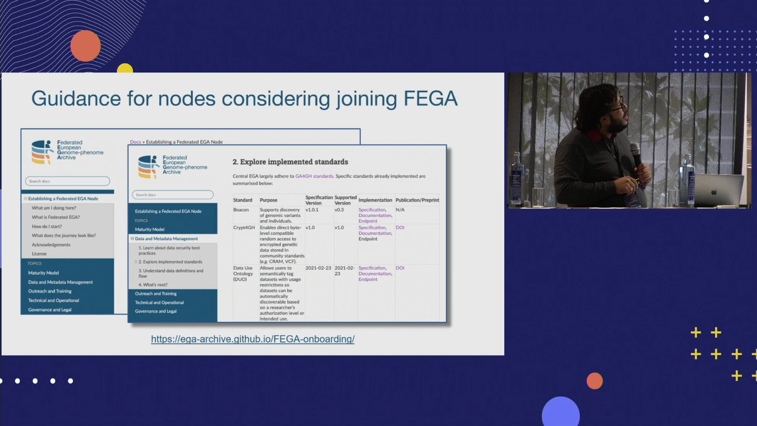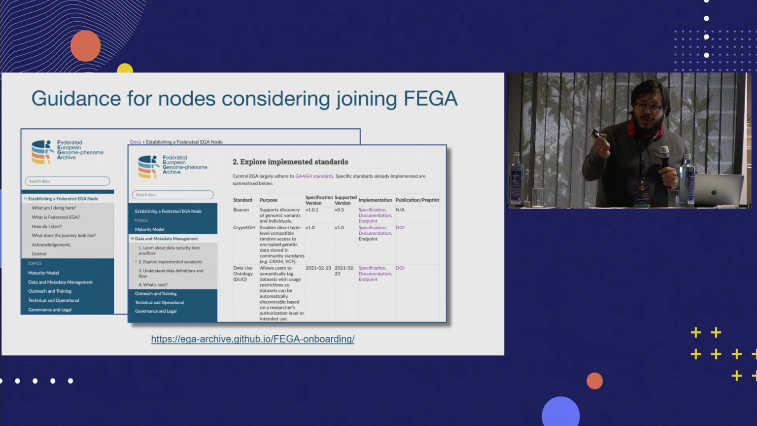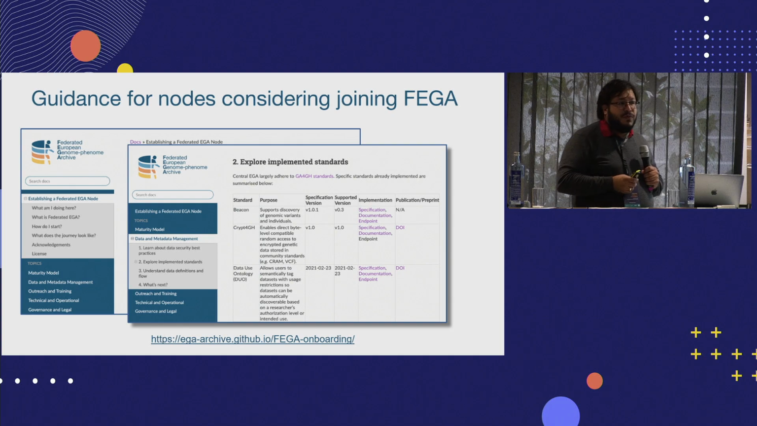So here you also have information about the different standards, the different aspects that you should consider when establishing a federated EGA node. For instance, Crypt4GH is an element to facilitate the encryption and decryption and the secure movement of data. So when you were before talking about the safe passage, I was thinking exactly of Crypt4GH as a potential solution.